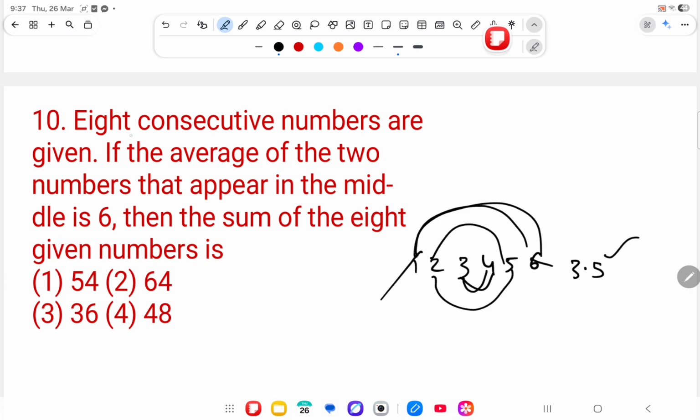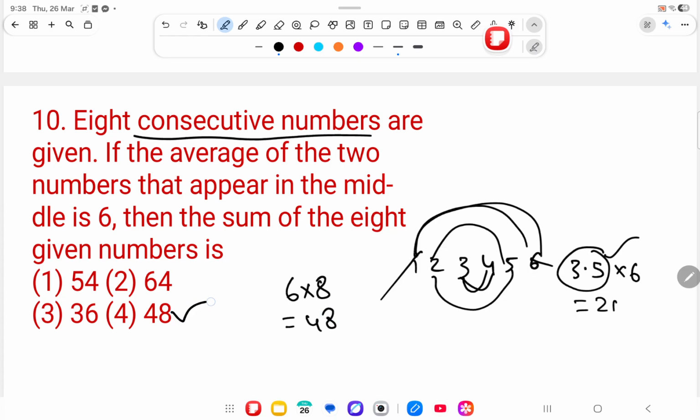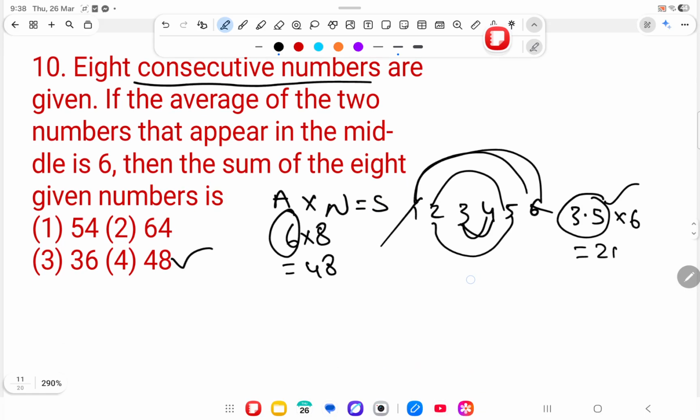Now in that case, 8 consecutive numbers are given. If the average of the 2 numbers that appear in the middle is 6, average given is 6. Here the average is 3.5 and 3.5 into 6 will become the sum, that is 21. In the same way, average is given 6 and how many numbers? 8. So 6 into 8 is 48, our answer. This is average, this is number. Number into average gives sum.